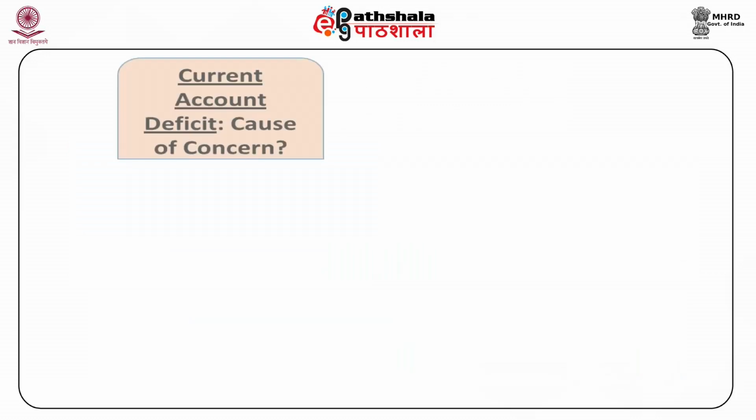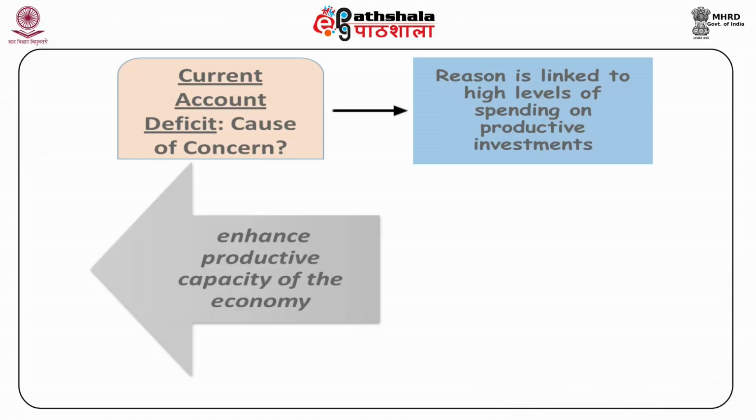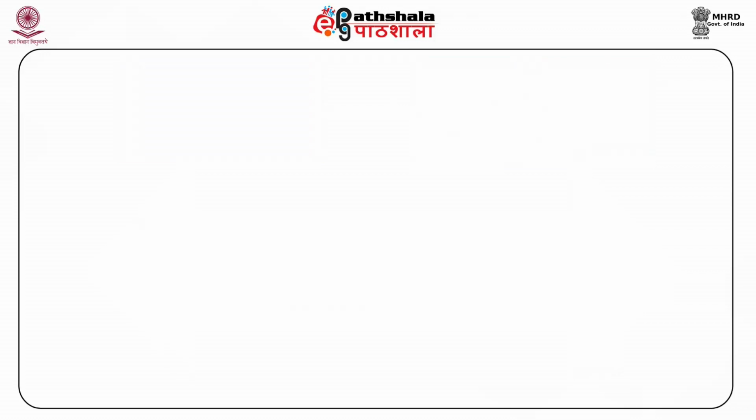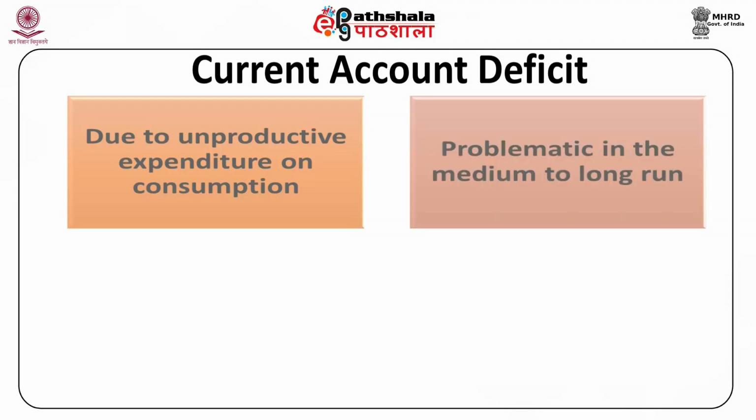A current account deficit by itself may not be a cause of concern if the underlying reason for it is linked to high levels of spending on productive investments. Such investments are likely to enhance productive capacity of the economy and hence create capacity for export and reduce the deficit in the long run. However, if the current account deficit is high due to unproductive expenditure on consumption, this may be problematic in the medium to long run.